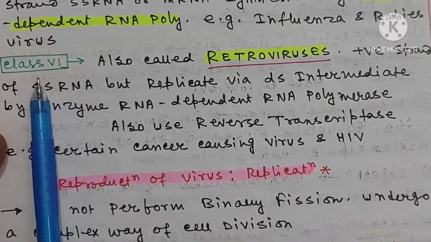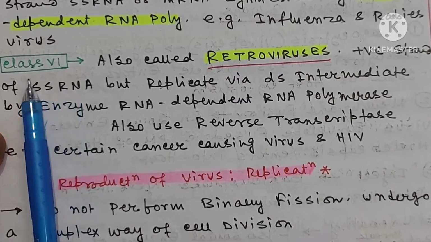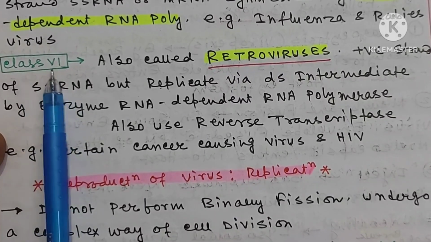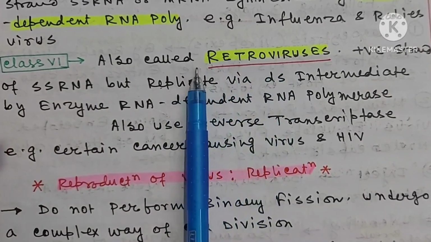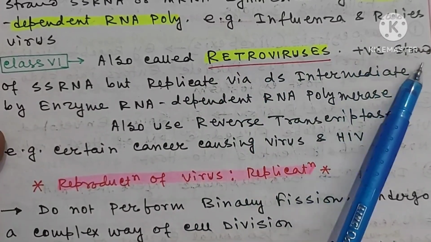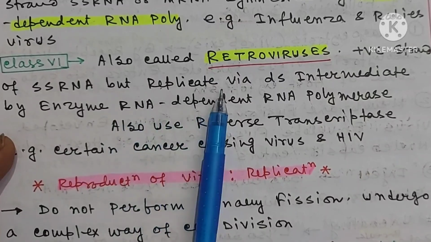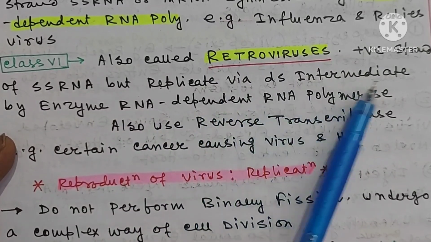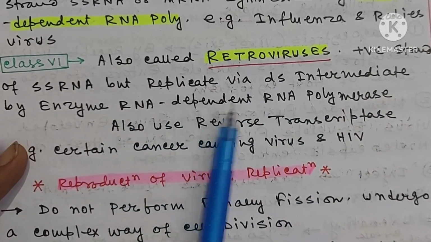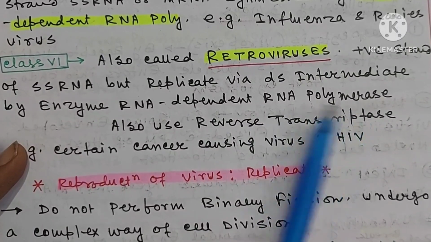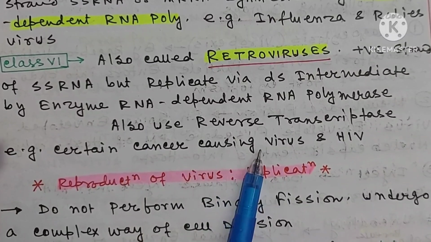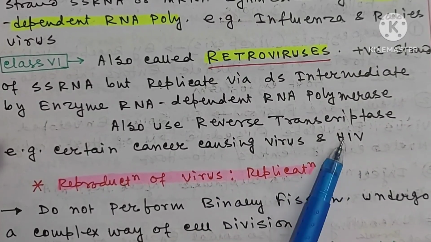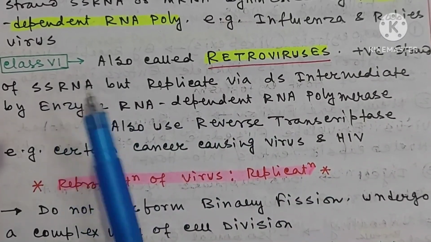And the last class of this Baltimore system of classification is class 6 viruses. They are also called retroviruses, and these retroviruses have positive strand ssRNA but replicate via a double-stranded intermediate, and they use the enzyme reverse transcriptase. Certain cancer causing viruses and HIV are included under these class 6 viruses.